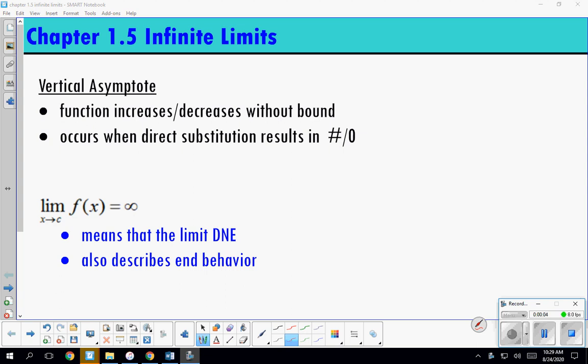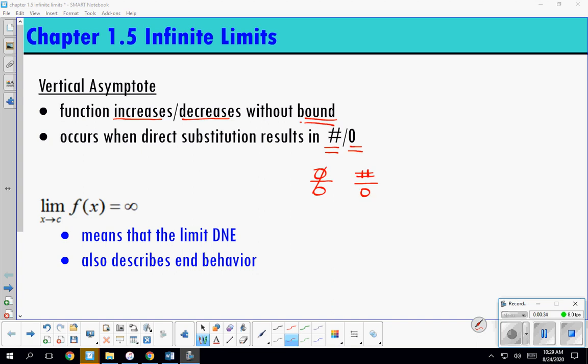In this video, we're going to talk about infinite limits, and the way we create an infinite limit is by having a vertical asymptote. A vertical asymptote is when the function is going to get bigger forever or smaller forever and never stop. It occurs when we see in a function that direct substitution results in a number in the numerator and a 0 in the denominator. So 0 over 0 is indeterminate. However, if we end up with a number over 0, that does tell us something.